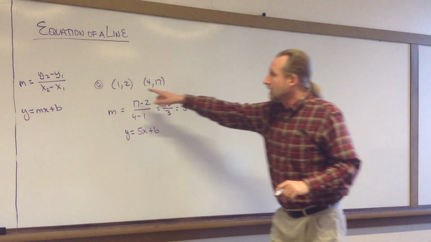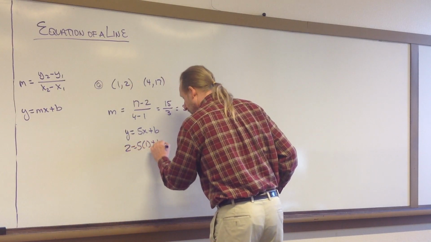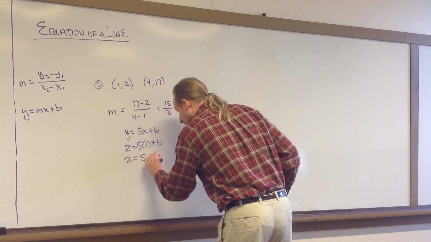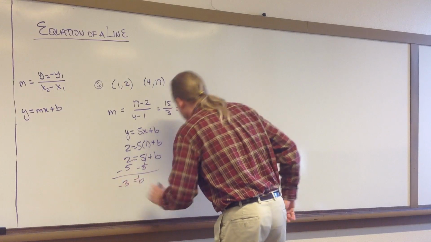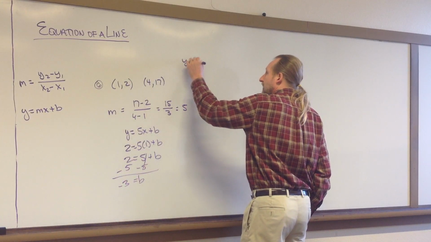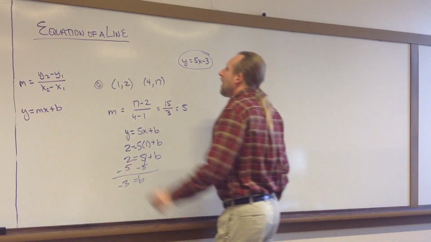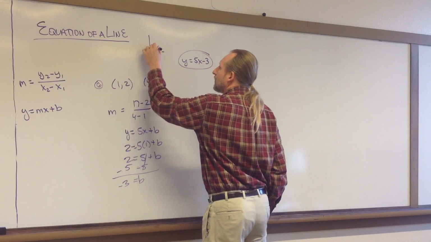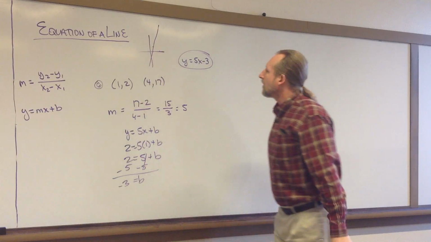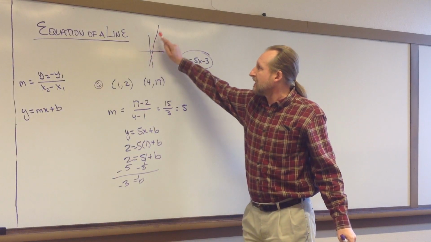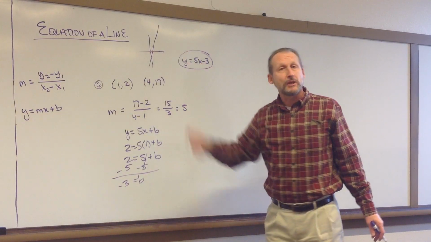And then we'll plug in the x and y coordinates here. So the y is 2 when the x is 1. So subtract 5 on both sides. B is negative 3. And so our answer here is y equals 5x minus 3. Does that make sense? If we go to (1, 2) and (4, 17), yeah, sure. It looks like we're going to get a y-intercept down here at negative 3, and that slope is pretty steep. The bigger this number is, the steeper that line is going to be.